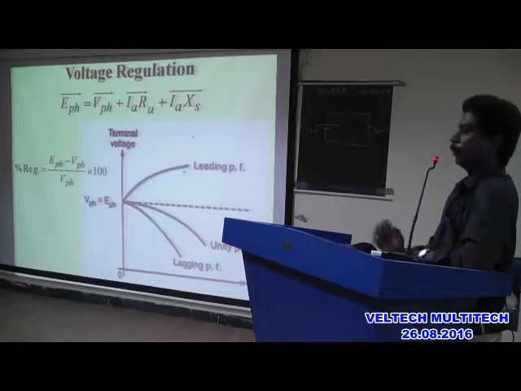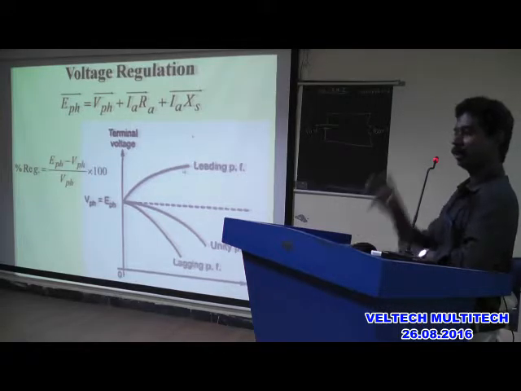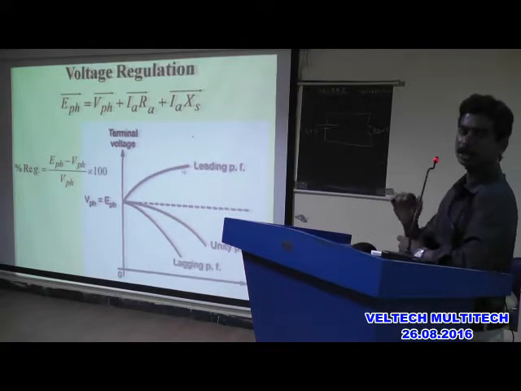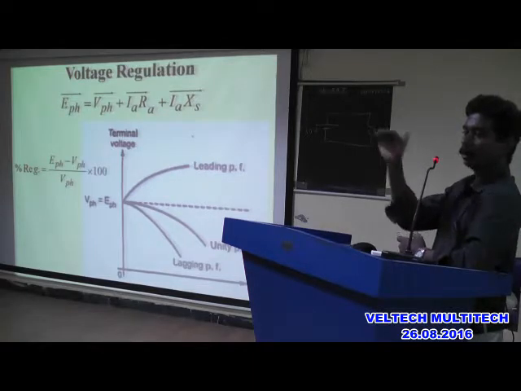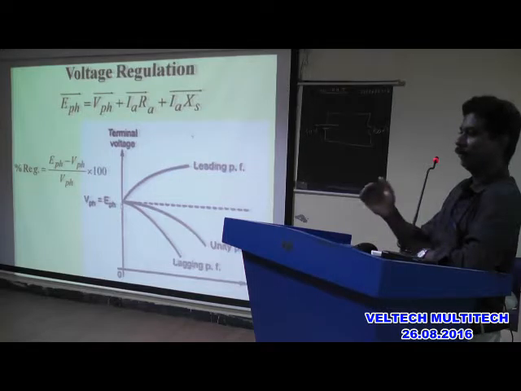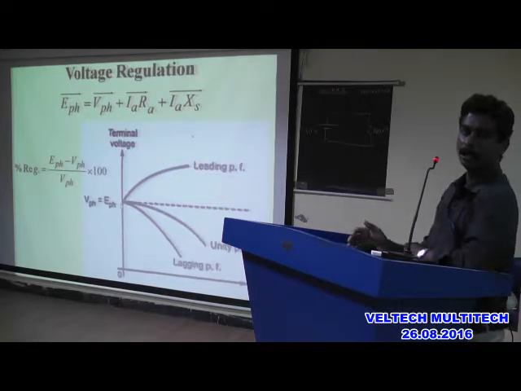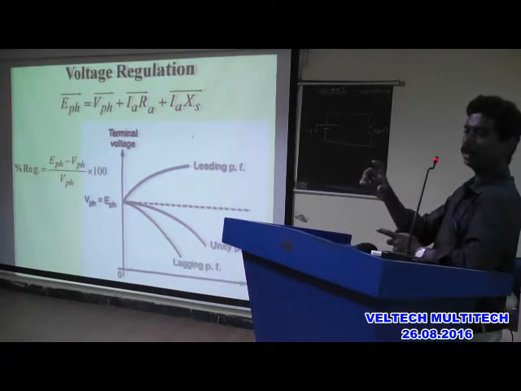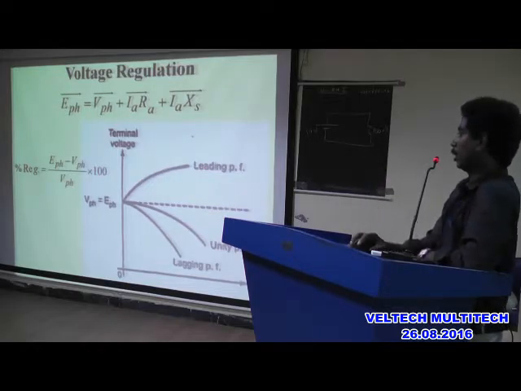What about leading power factor? Magnetizing effect. So the net flux inside the machine increases, so the terminal voltage is more compared to the generated voltage. Okay, E phase is the EMF induced inside the alternator, V phase is the terminal voltage available outside the alternator. And for unity power factor, cross magnetizing effect. So that is why this deviation.